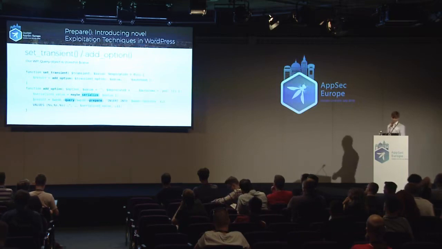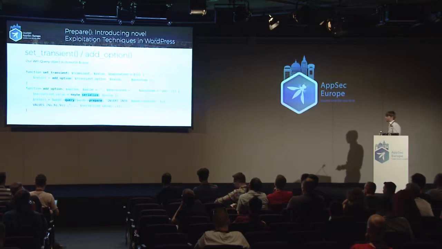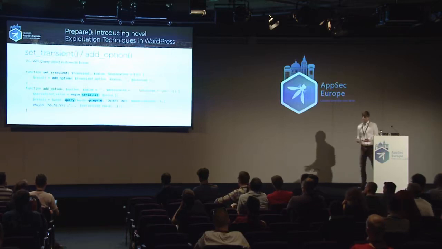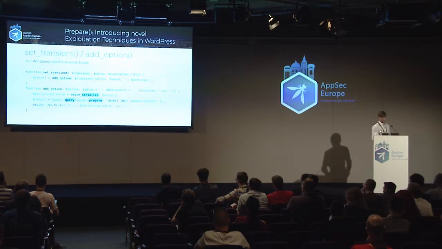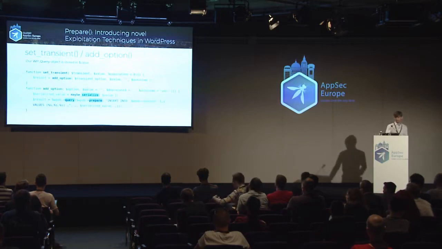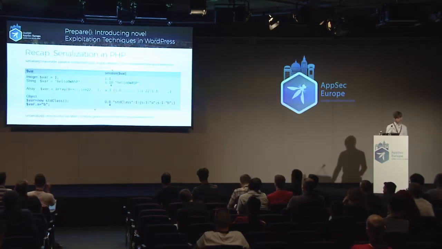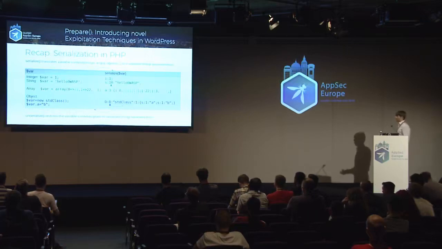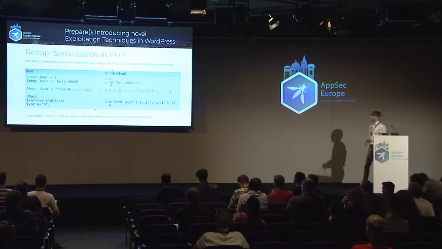But so yeah, how do we put our object into the database? WordPress does it by serialization. Very easy. It is serialized in PHP, then inserted into the database. Just as a small recap, serialization in PHP is transforming a variable's content into a unique and uniform string format.